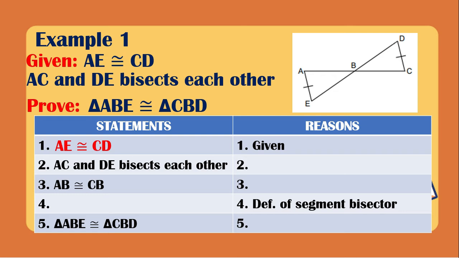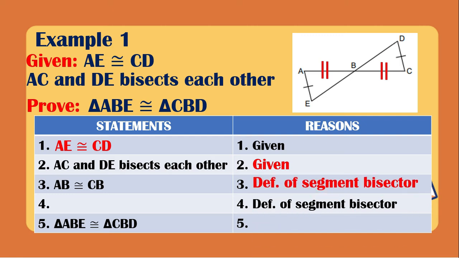And then next, we have the statement number 2, AC and DE bisect each other. The reason will be the word given, because it is included in our given part. Next statement, we have AB is congruent to CB. So this side AB is congruent to CB. Our reason will be definition of segment bisector.